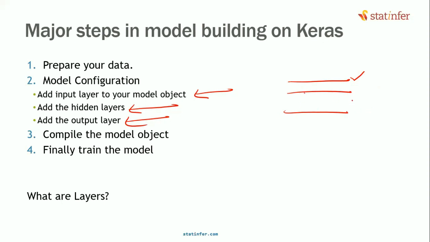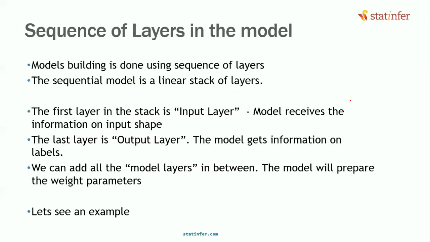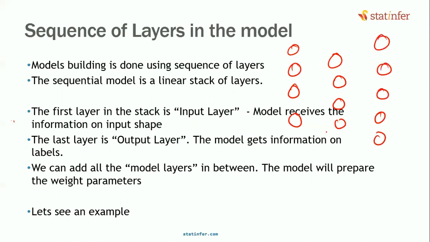Like this, we have to add one by one. Okay. So let us see a simple example. Then we will try to understand what exactly the sequence of layers means. Basically, the first hidden layer you need to add. So whatever is our overall ANN structure, that needs to be mentioned in Keras.